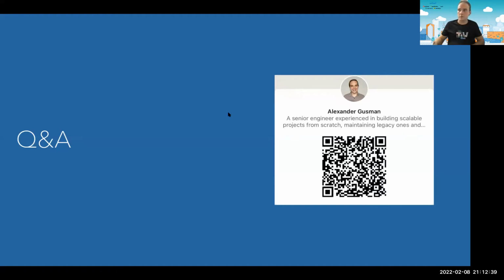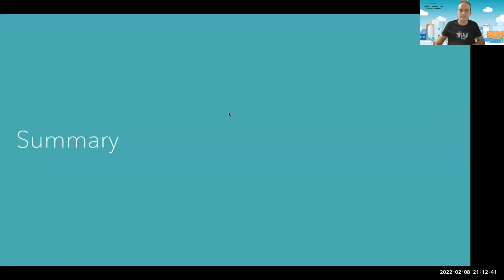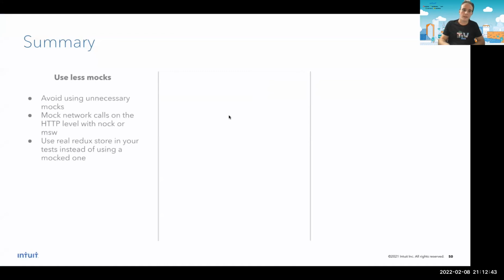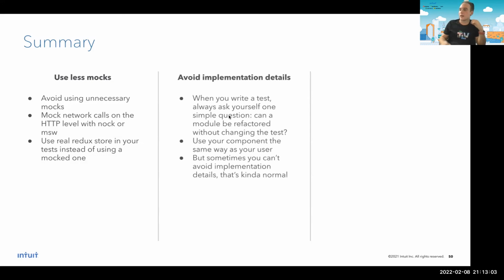Okay, let's move on to the conclusion. To summarize, you need to use fewer mocks and avoid unnecessary mocks. You need to mock network calls on the HTTP level with Nock or MSW libraries. You should use a real Redux store inside your test instead of a mocked one. You should avoid implementation details testing, and that's the most important part here. That will save your life.